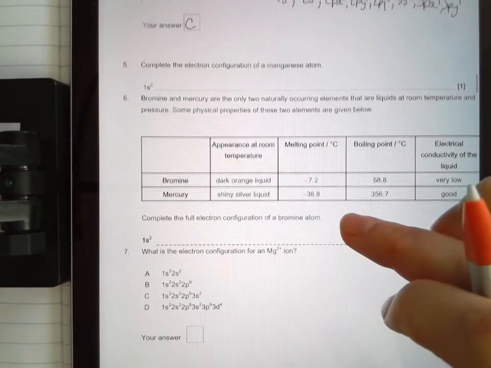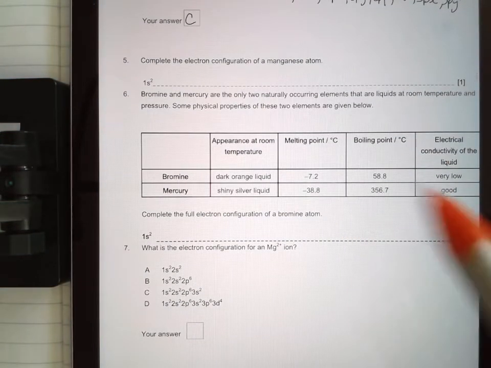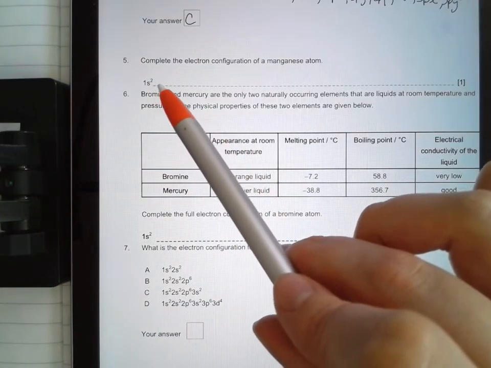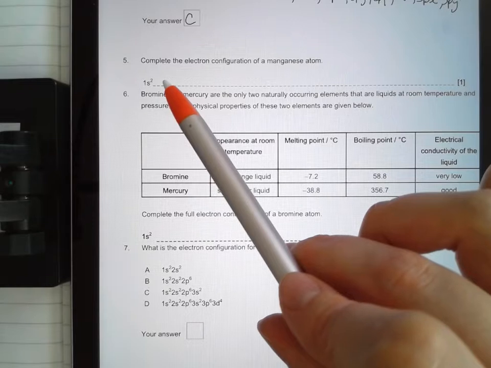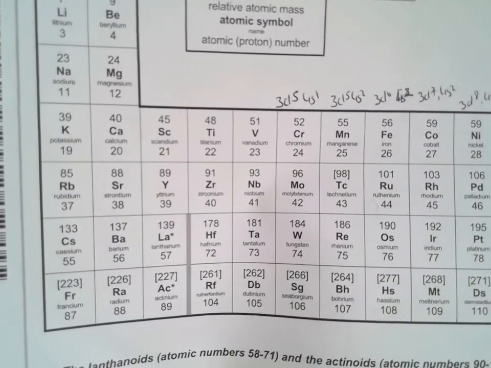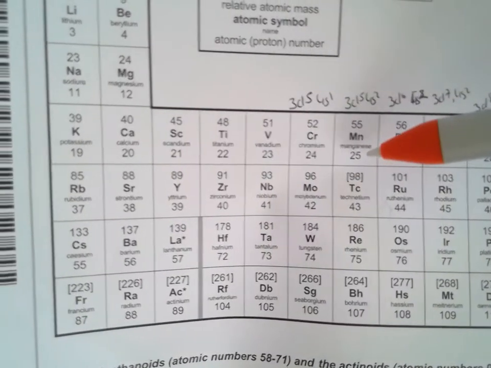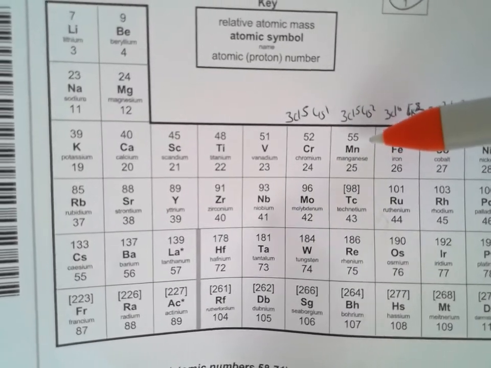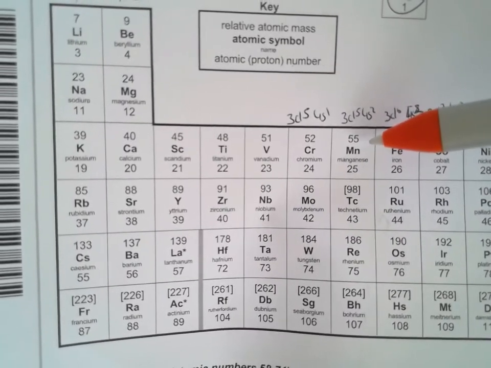The next one asks you to write the electron configuration of manganese, okay? It's starting you off at 1s2, which tells you that you are not going to be using that noble gas shortcut. You have to write the whole thing out in full, okay? When I'm looking at manganese, I see that it's down here in period 1, 2, 3, 4, okay? So that tells me that the first, second, and third shells are going to be totally full.